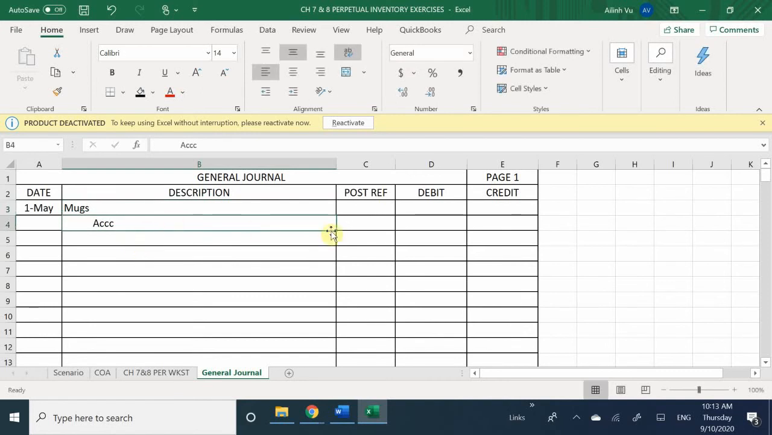So I'm going to do mugs, because that's what we have. The account number is 150. My credit account is going to be accounts payable. Let me just type in accounts payable.